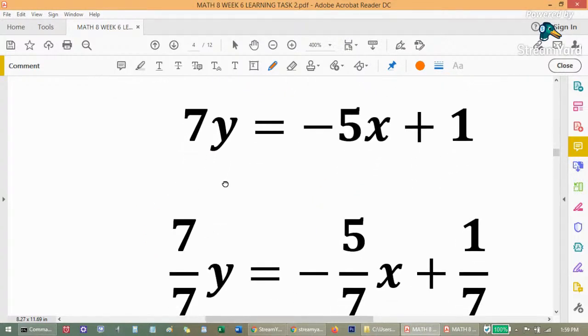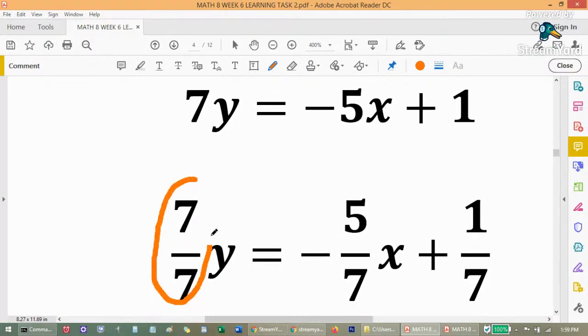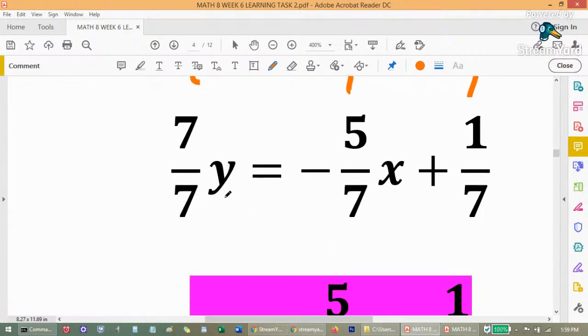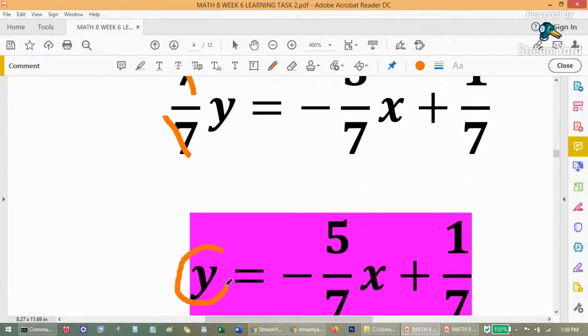Okay, so ang mangyayari, 7 over 7 ay magiging 5 over 7, naman ay magiging 1 over 7. So, lahat sila i-divide natin ng 7. So, 7 cancel with 7. That's equal to y.